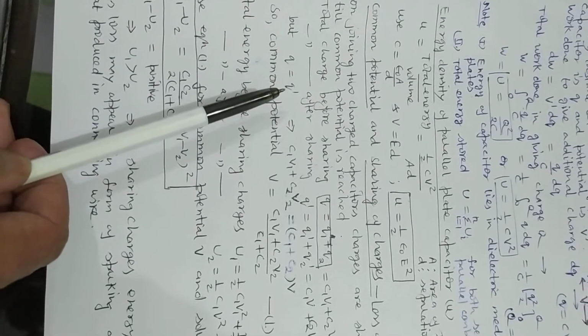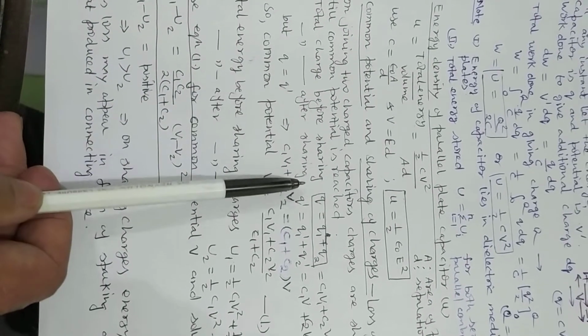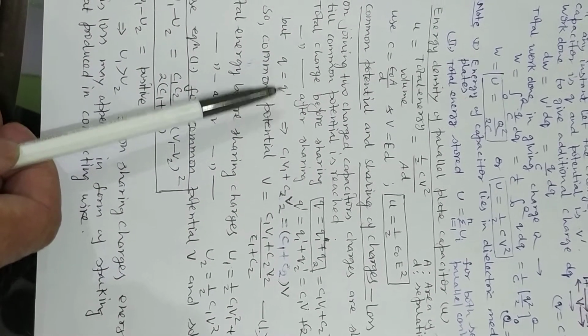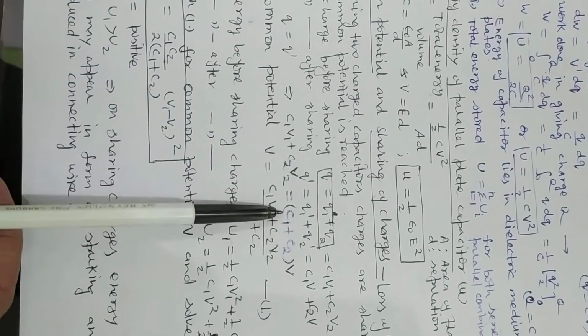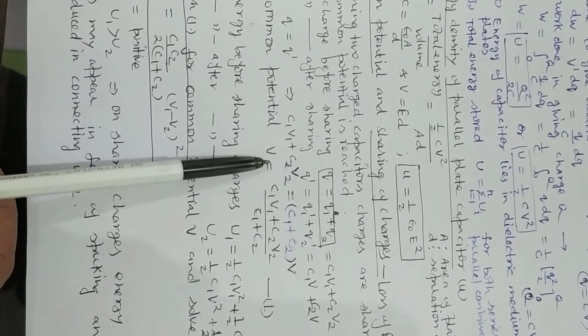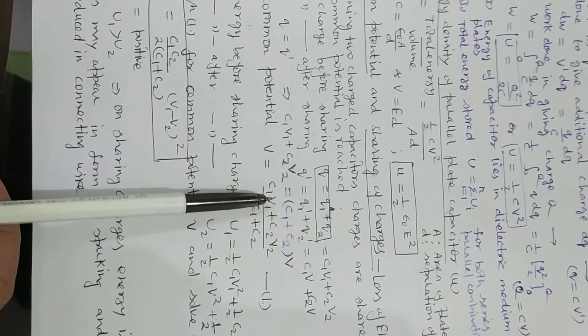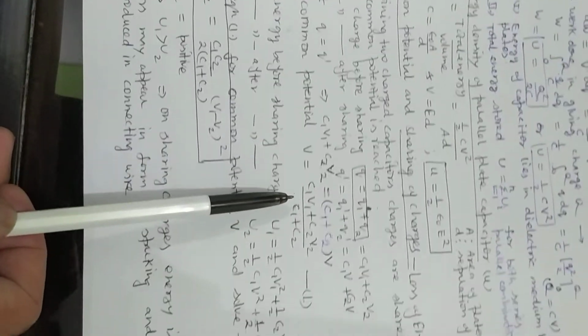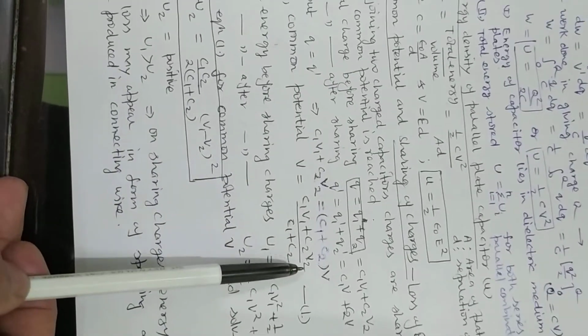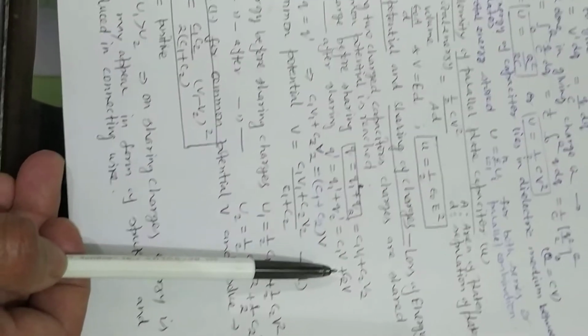But charge conservation tells us that in both the cases these charges should be the same. So let us equate them. We will have this, and for common potential we will have this term, that is C1 V1 plus C2 V2 upon C1 plus C2. And of course, sharing of charges.